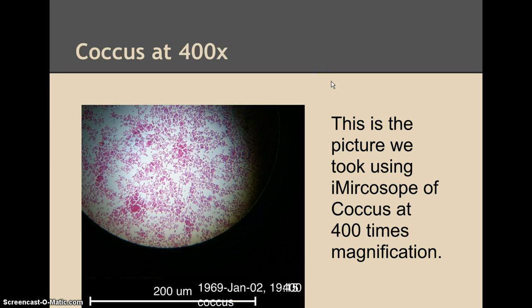Here we see Cocci bacteria at 400 times magnification. Even though it's not very clear to see, you can tell these bacteria are more spherical or round shaped, and I believe if we magnified it more, you would be able to make out the spherical shape better. We'll see a better example of a spherical shaped bacteria shortly.